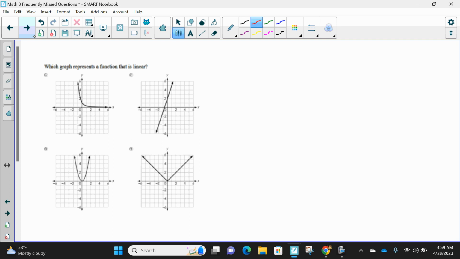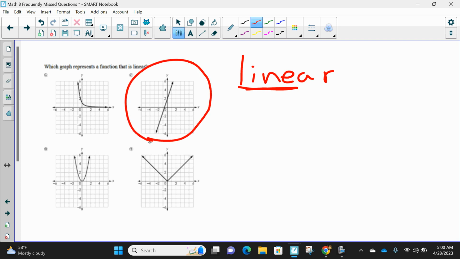Which graph represents a function that is linear? Linear has the word line in it. So it's the one that makes a straight line. So this one is the only one that would be linear.